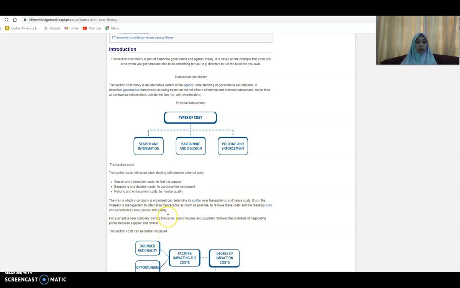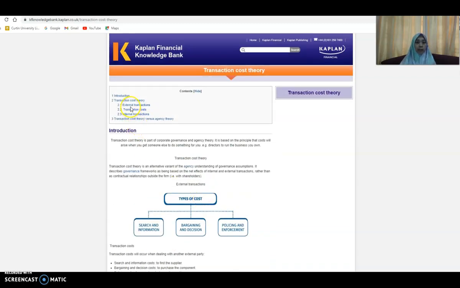So you will have this transaction cost, the internal or external cost, or the pre-transaction cost and the post-transaction cost. The pre and post, or internal and external. So that is basically what transaction cost theory is all about.